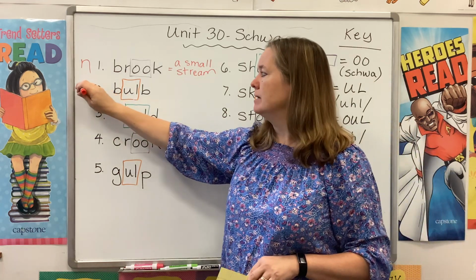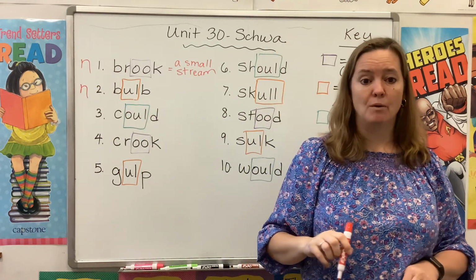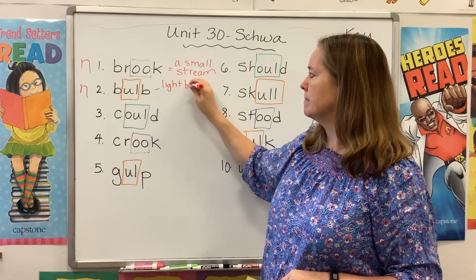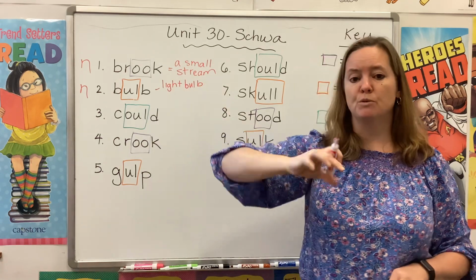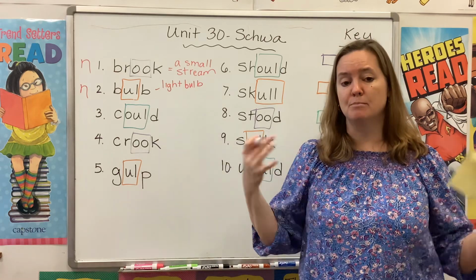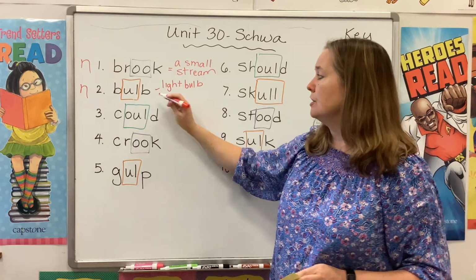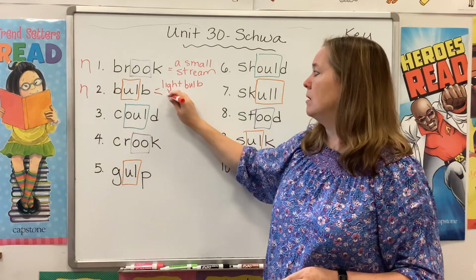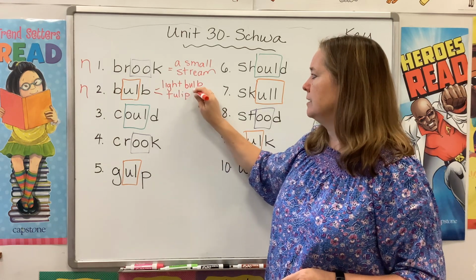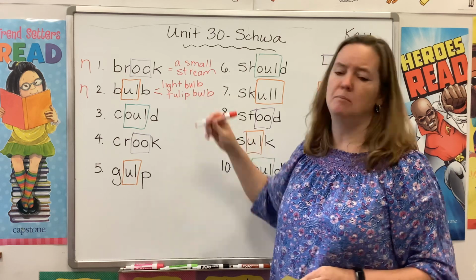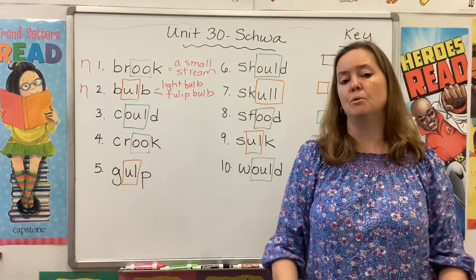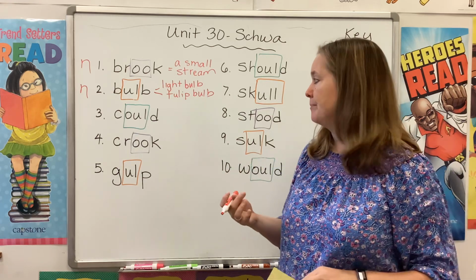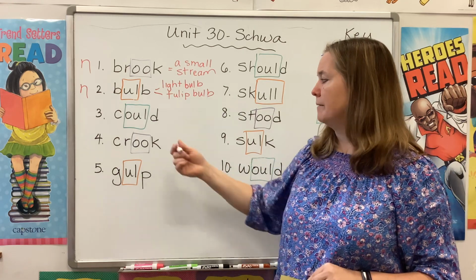A bulb is also a noun. It could be a light bulb, something you screw into a lamp or a socket to provide light. It could also be a part of a plant, like a tulip bulb, right? You would plant the tulip bulb in the fall, plant it in the soil, and then in the spring you'll have these beautiful flowers. So that is a noun as well.